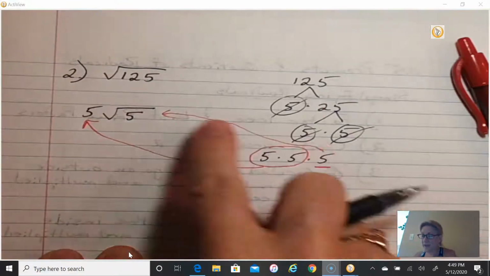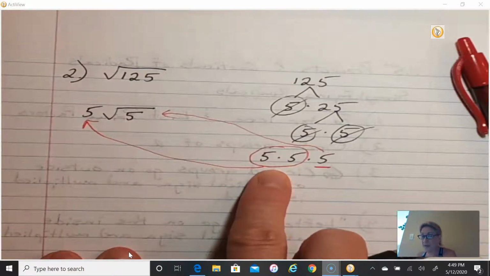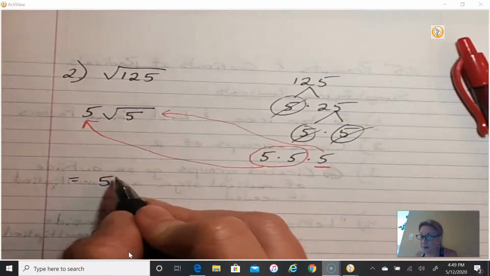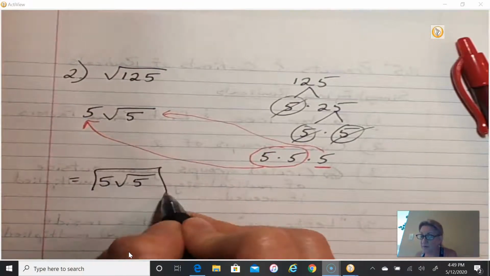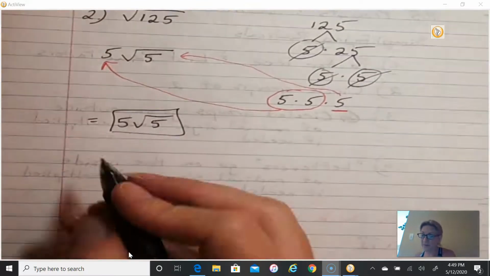So that 5 went on the inside. That's a group of 5s, a pair, you can say. And that 5 goes on the outside. So your answer: 5 times square root of 5. See that? Okay, let's do another.